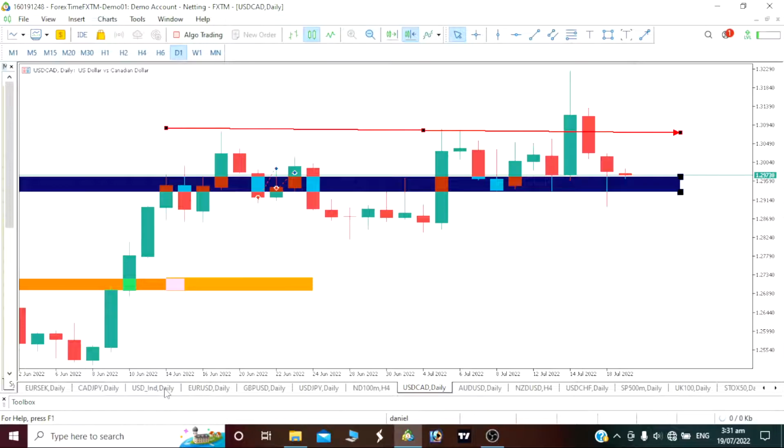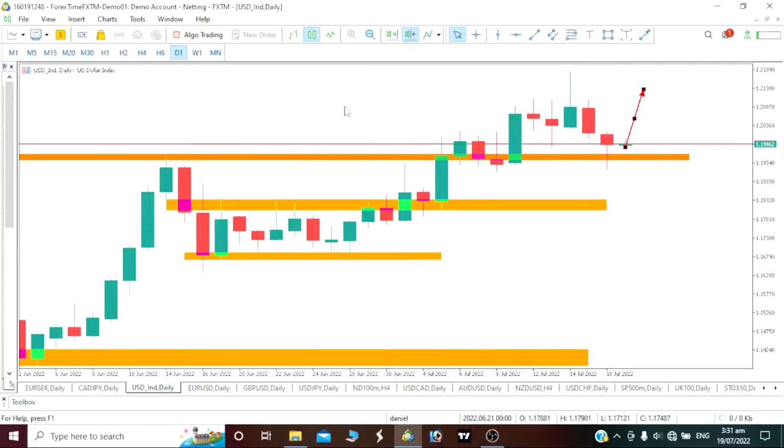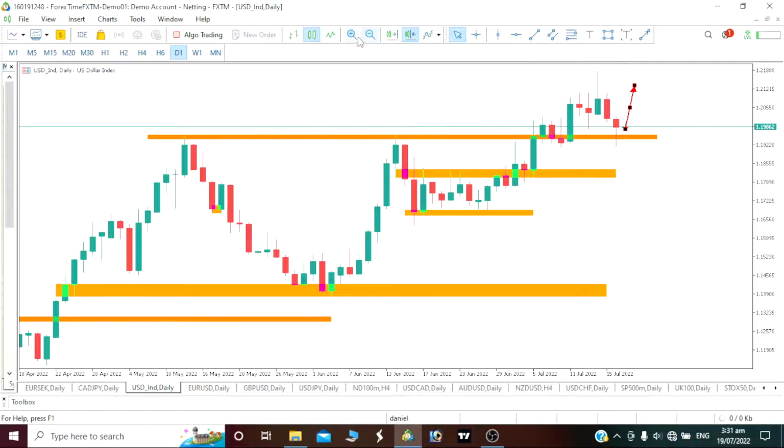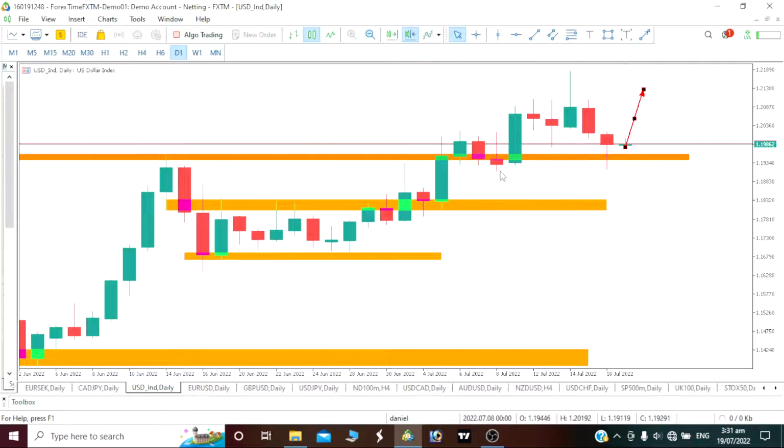Now on our DXY, we can see it here. Our price comes here, tested this area, right? Tested this area, and our price broke above, came back to test this area, broke above, and now our price is coming here to test this area again, a double retest.